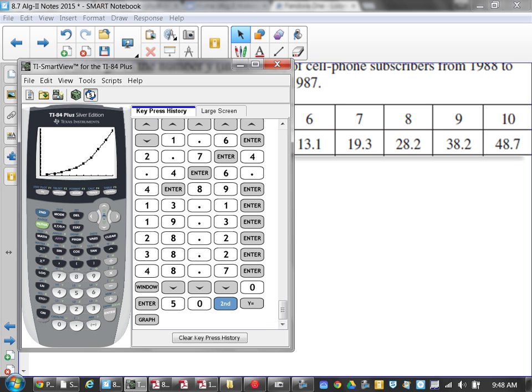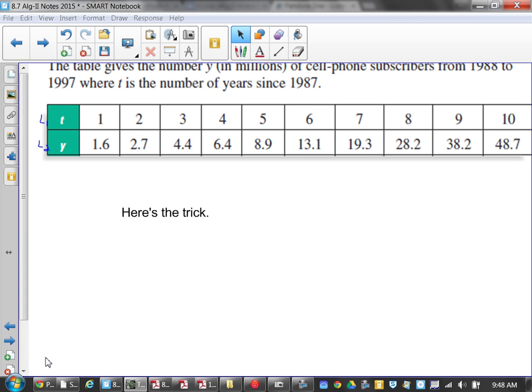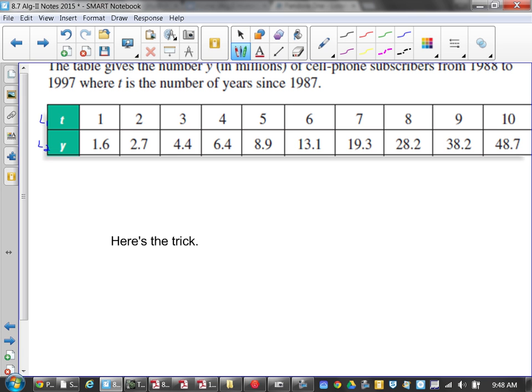All right, so this is showing that it's increasing. But we don't know if it's an actual exponential function yet. In order to tell if it is going to be an exponential function, the trick is to take the natural log of your L2.